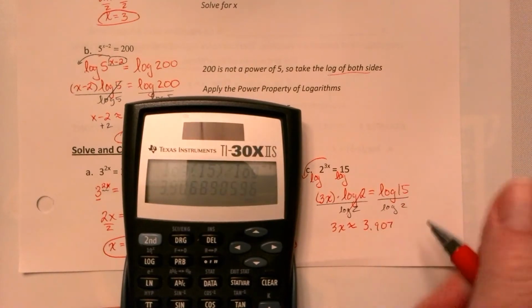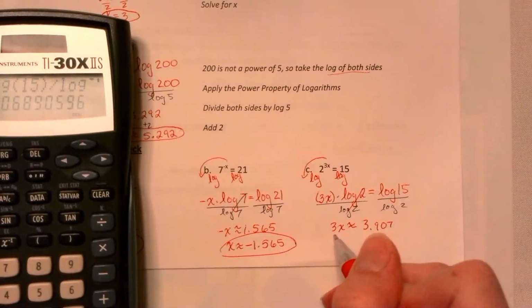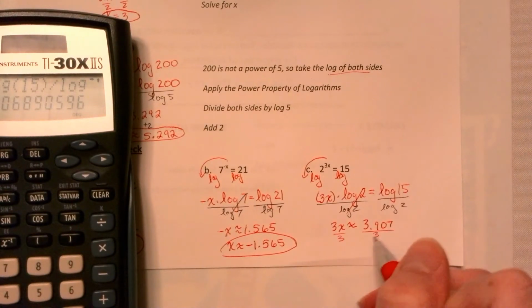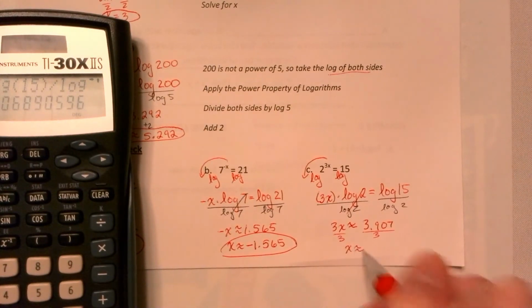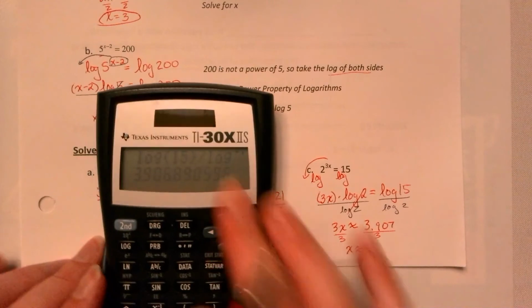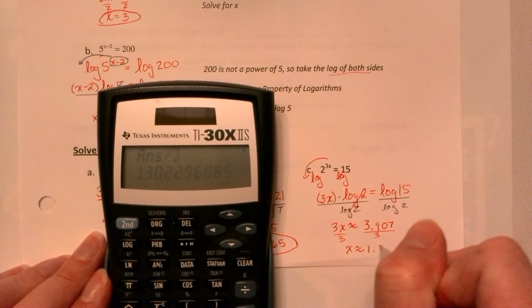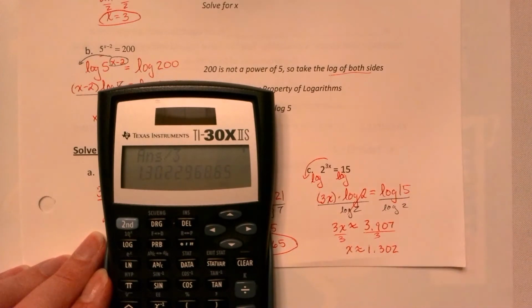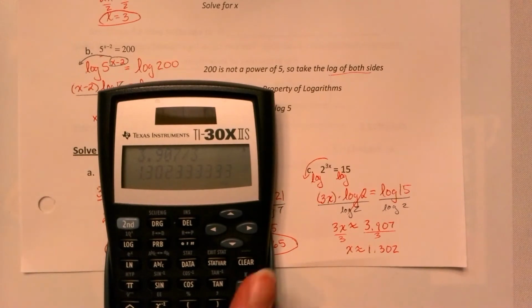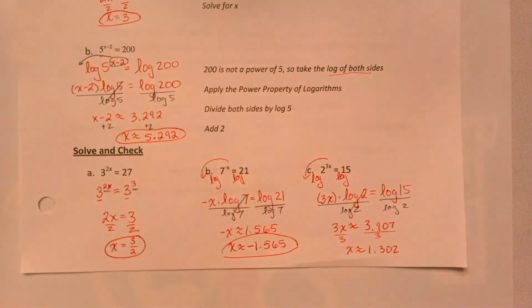3.907. And I have one final step. I need to divide both sides by 3. And so x is approximately, I'm going to go ahead and take my answer and divide it by 3. It's approximately 1.302. If we took the approximation divided by 3, we get the same rounded answer, so we're good. Okay, let's continue on.